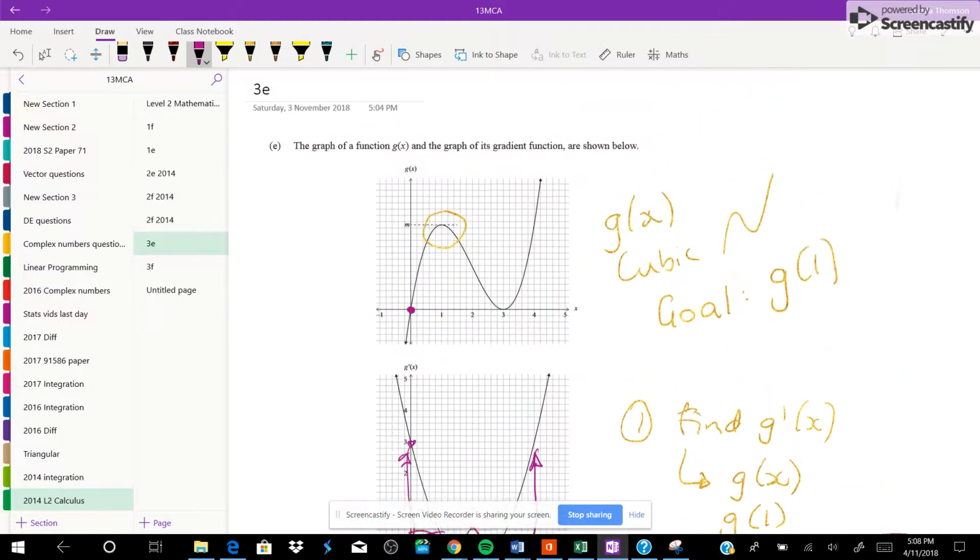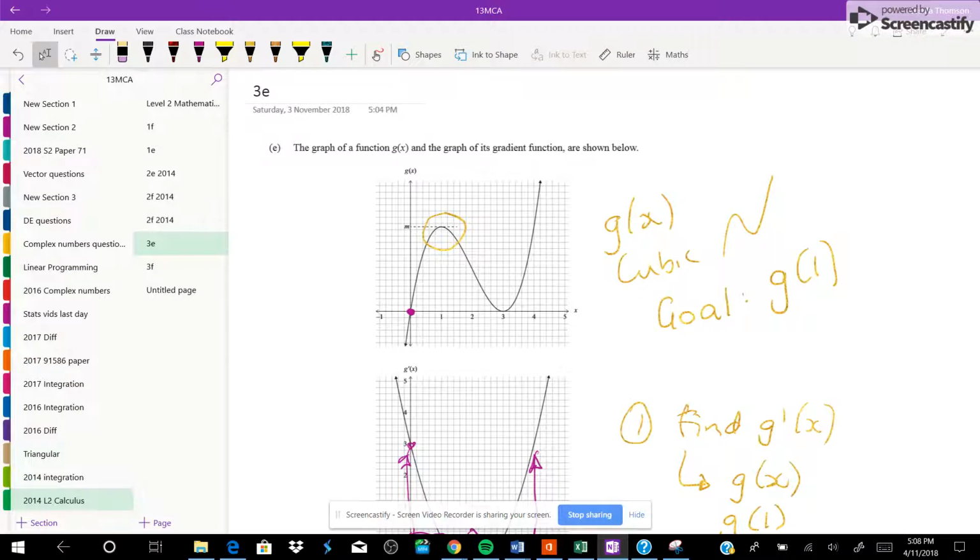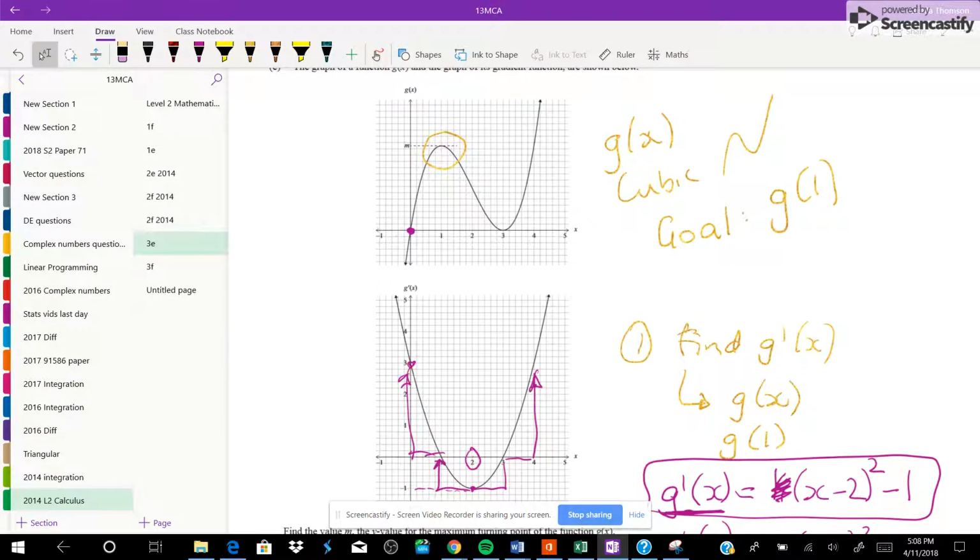I've only allowed 10 minutes on these videos, so hopefully I'll be able to squeeze in the second way. But that's a good method because typically g dash of x, the gradient function, is going to be quite a simple functional form. It will either be a parabola or it'll be a straight line.